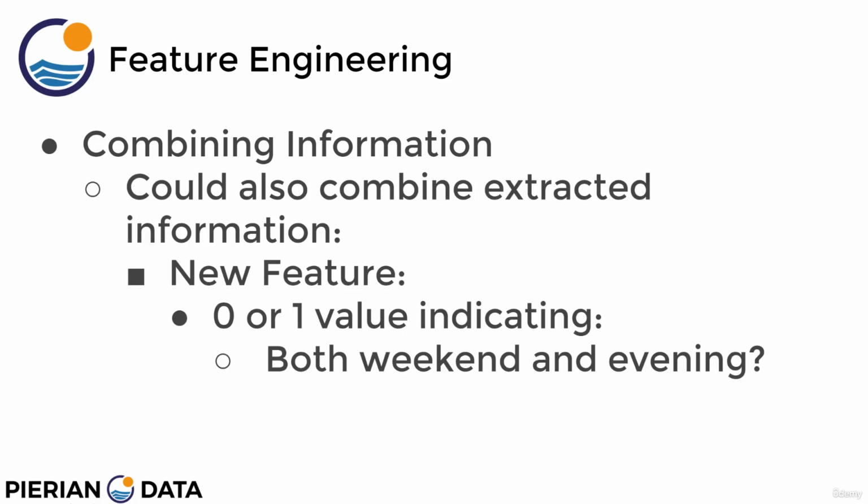What we could also do is combine extracted information. For example, maybe we're dealing again with that bar data set, and for whatever reason, we talk to someone who has domain experience in running bars and running restaurants, and they've come up with this feature called nightlife. And nightlife could be a feature where a customer comes in when it's both the evening time and a weekend. So maybe what we could do is have a new 0 or 1 value for this new nightlife feature, where we've both extracted information and then combined them.